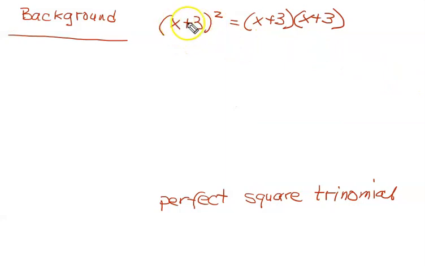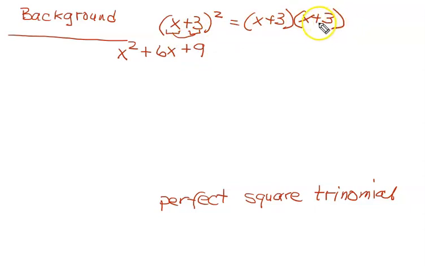And the protocol for the special way is we take our first term and square it. That'll give us an x squared. We take these two terms, multiply it together, and it's a plus 3, but then double it. So that'll give us a plus 6x. And then you square this second term in the binomial, which will give you a 9.